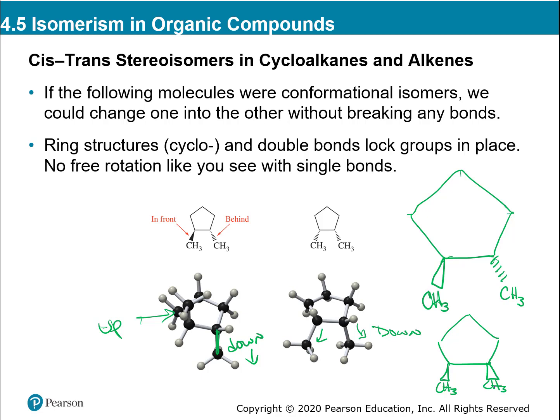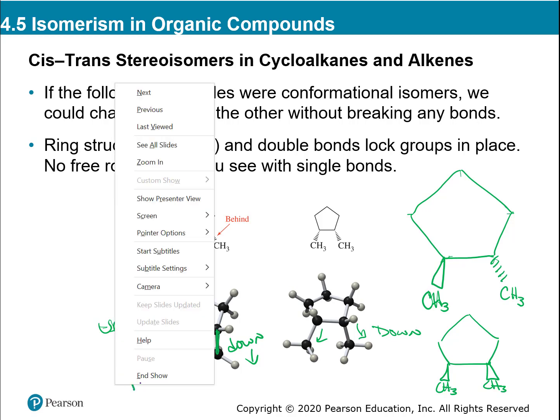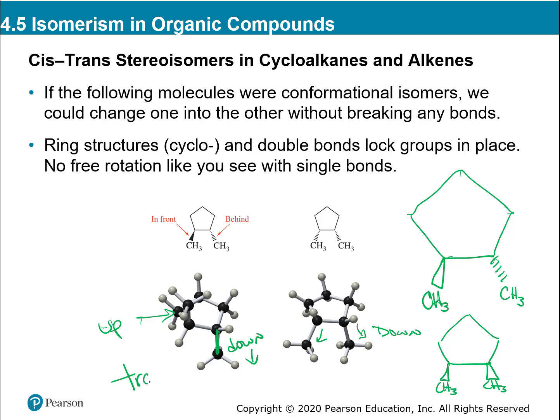No matter how I took this ring and twisted it, I couldn't make one go up if it's pointing down. They're either both stuck on opposite sides or both on the same side. So if you see the wedge and the dash, you know that this is trans. I always think of trans as going across, so they're on opposite sides. Whereas if I see both wedges or both dashes, then I know that those are cis. And I always remember cis is on the same side.